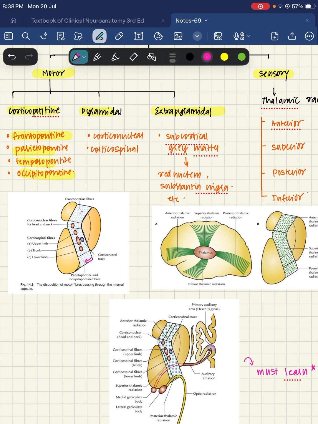Coming to the next set of fibers, the pyramidal fibers. These are all motor fibers. I hope you remember that there are two parts in the pyramidal fibers itself. The first part is the corticonuclear, and the second part is the corticospinal. So what are these? The corticonuclear fibers are the ones which will innervate the head and neck.